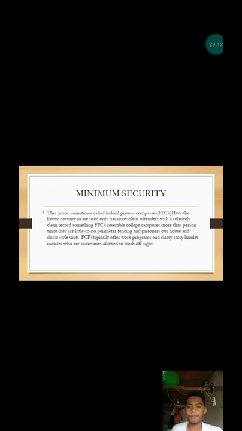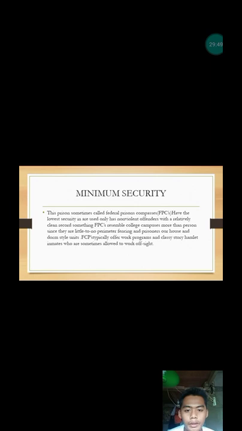Minimum security. The prisons, sometimes called federal prison camps, or what we call FPCs, have the lowest security level. They only have non-violent offenders with a relatively clean record. They resemble college campuses more than prisons, since there is little to no perimeter fencing, and prisoners are housed in dorm style units.